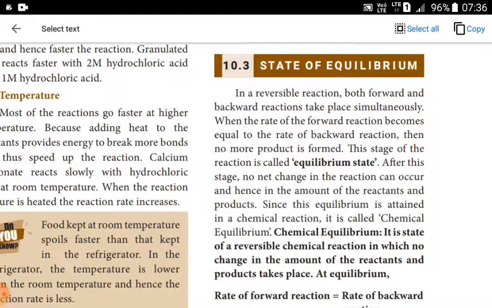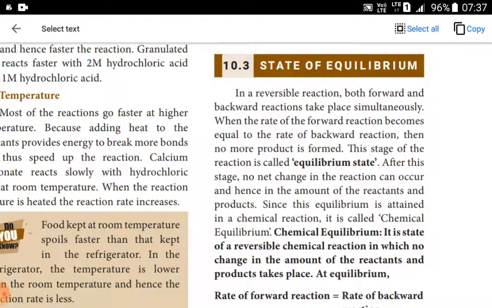So it is said that in a reversible reaction, both forward and backward reactions take place simultaneously. So this equilibrium is attained only in the reversible reaction, not in the forward-only reaction. When the rate of forward reaction becomes equal to the rate of backward reaction, then no more product will be formed.